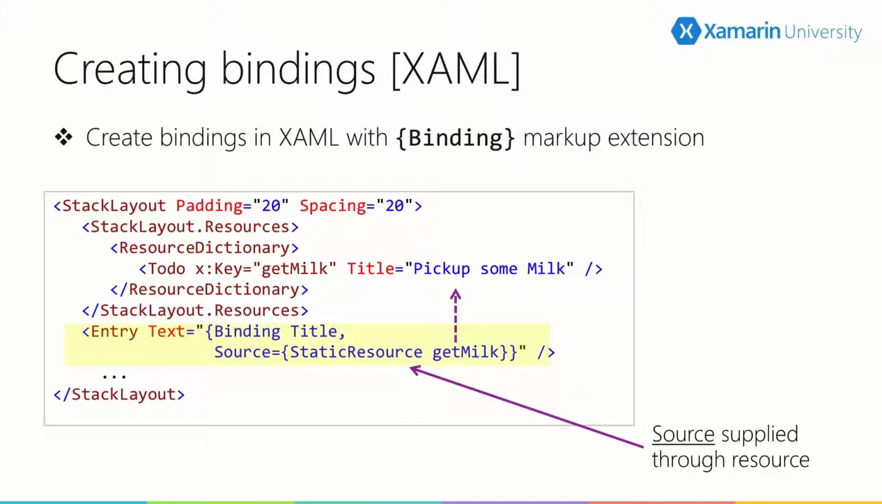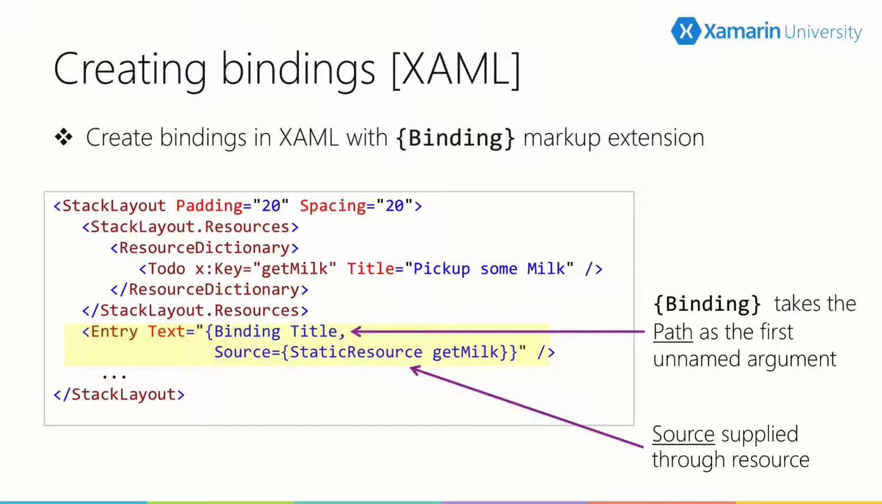We use this binding object or this binding extension by opening the curly brace, then writing binding, and providing the source information. In this example here, our source is a static resource, which we put into the resource dictionary. You can really use any source. Remember, the source can be any object. You could use the x:static extension, and we'll get to more examples later.